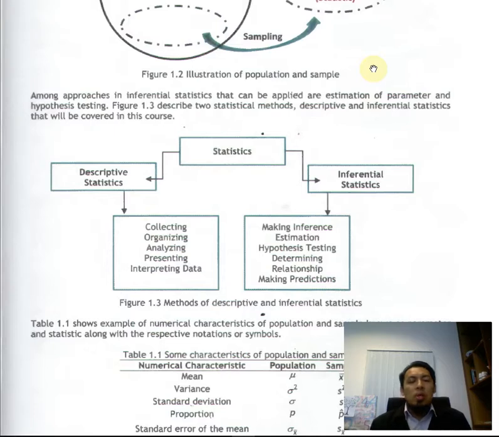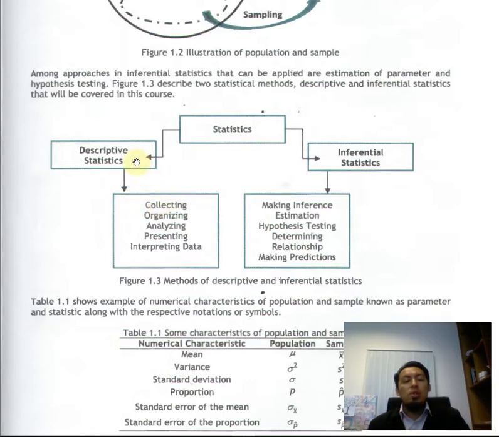So this is what can be done with both descriptive and inferential statistics, as in the definition of statistics before. Using descriptive statistics, we will be able to collect, organize, analyze, represent, and interpret that particular data. As for inferential, we can go further by making inference, estimation, hypothesis testing, finding relationships and making predictions. This is all that you're going to learn in this whole subject of EQT 271, all in this chart.